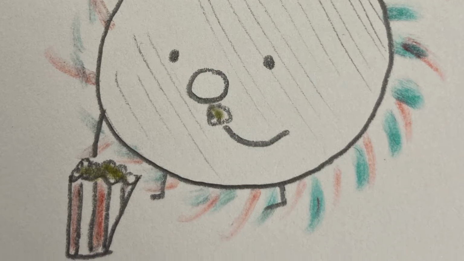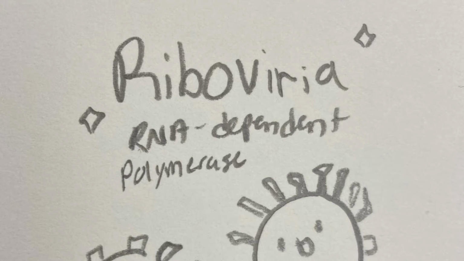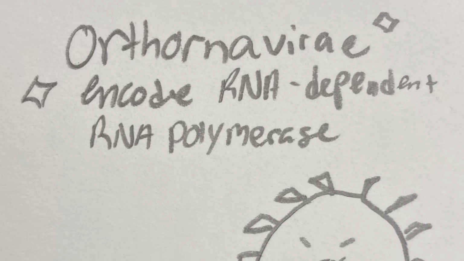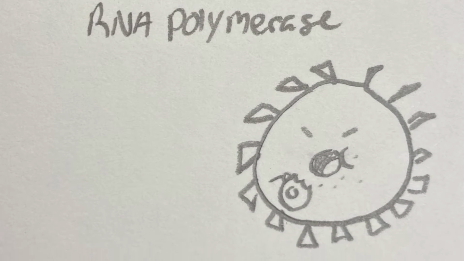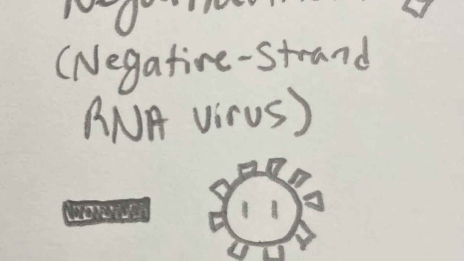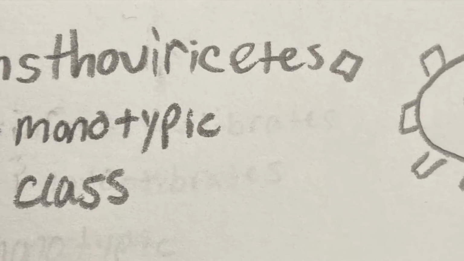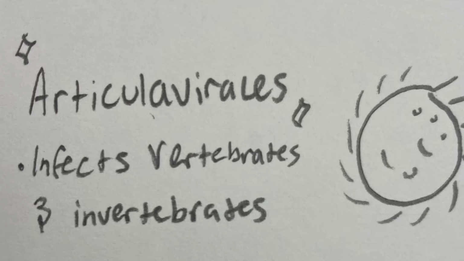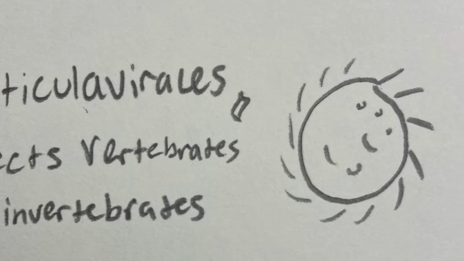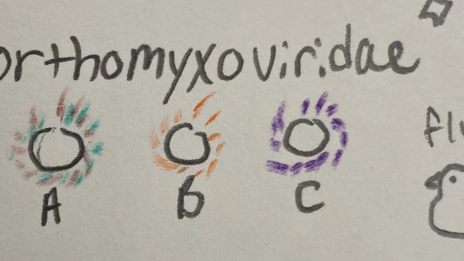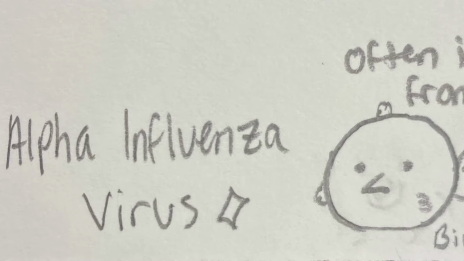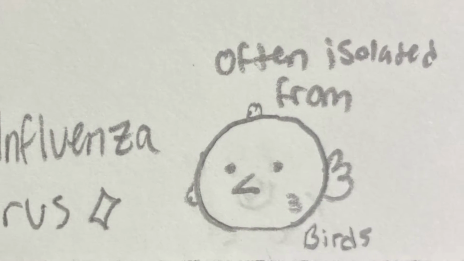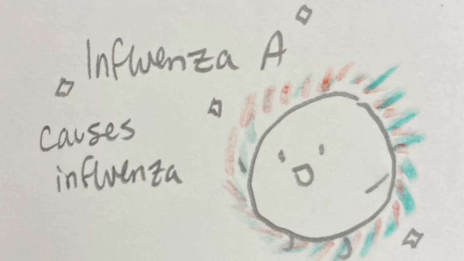The taxonomy of influenza type A is as follows. Realm, Riboviria. Kingdom, Orthornavirae. Phylum, Negarnaviricota. Class, Insthoviricetes. Order, Articulavirales. Family, Orthomyxoviridae. Genus, Alphainfluenzavirus. And species, Influenza A.